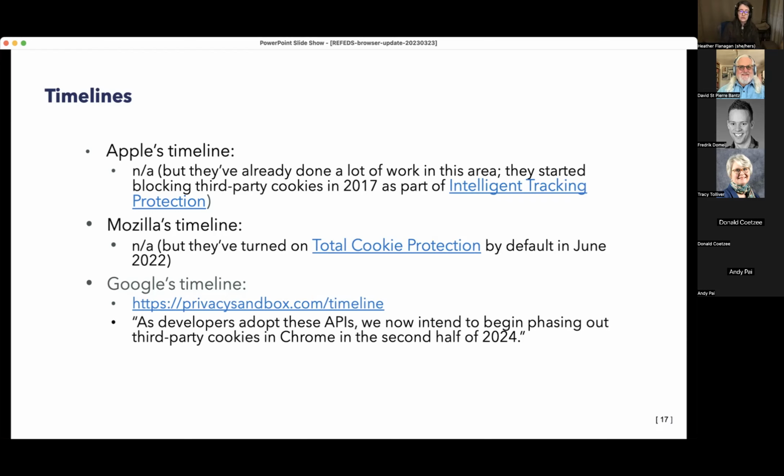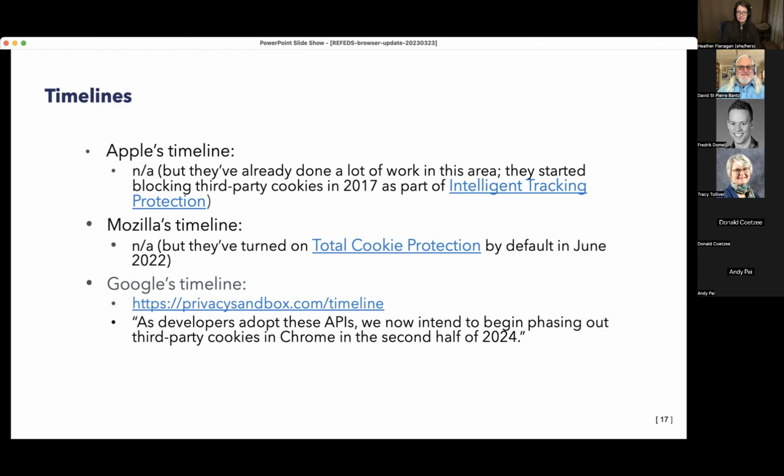Google does publish their timeline. They also change it once a month, so it's definitely not a set-in-stone thing. And right now, when it comes to things like third-party cookies, they are phasing those out from Chrome in the second half of 2024.